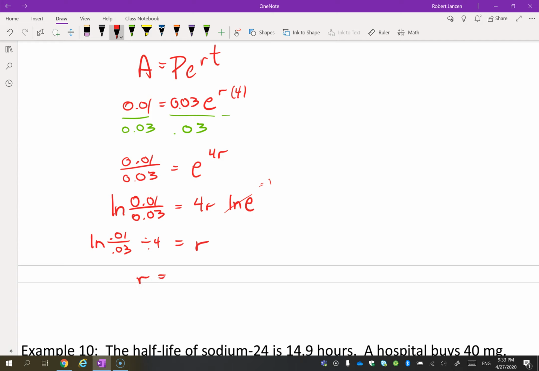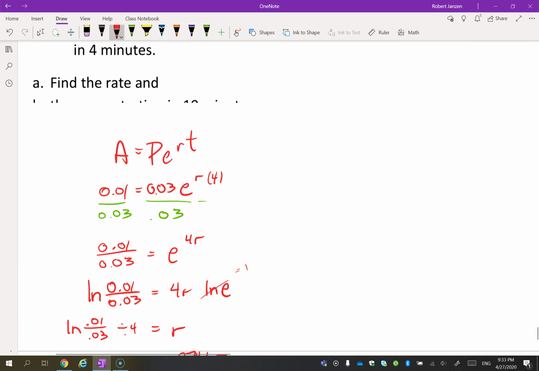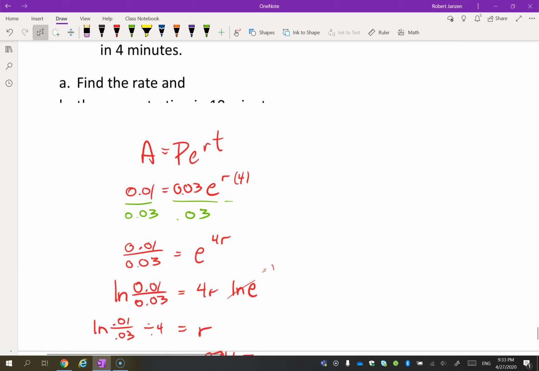So R is negative 0.27465... Leave this in the calculator. Important. Leave this in the calculator. Okay, because it asks us to say, alright, this was A, to find the rate. We're now supposed to do B.